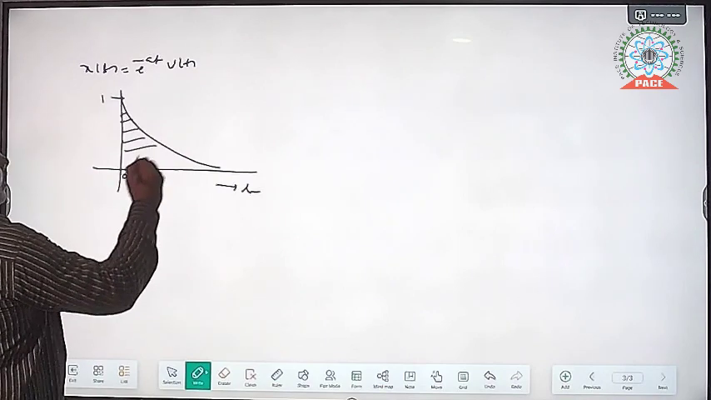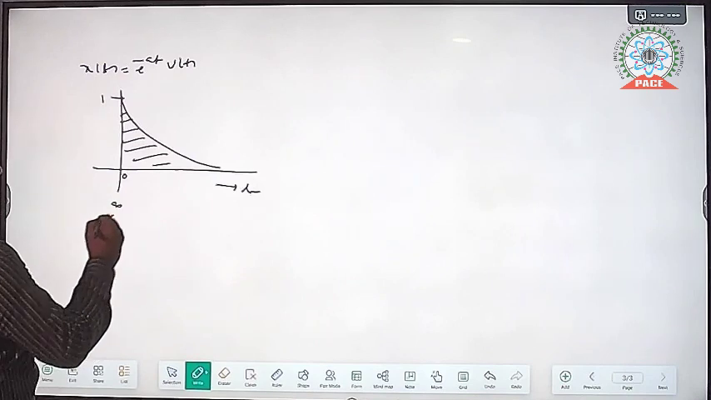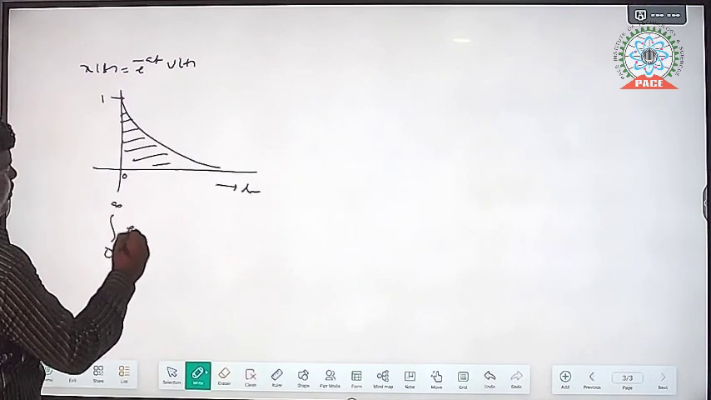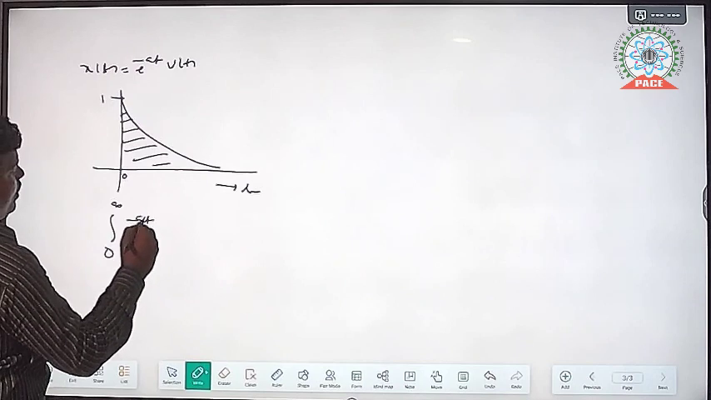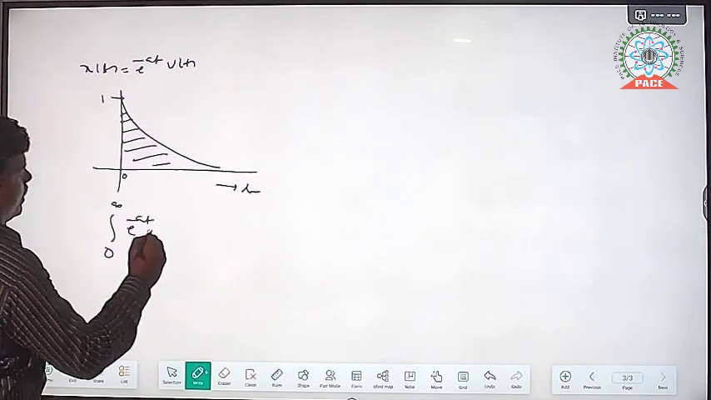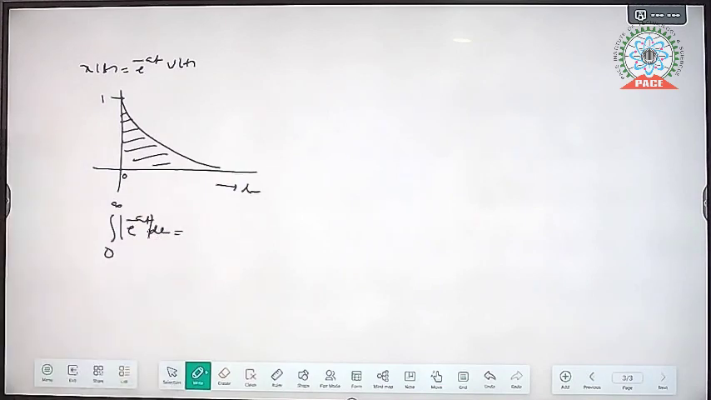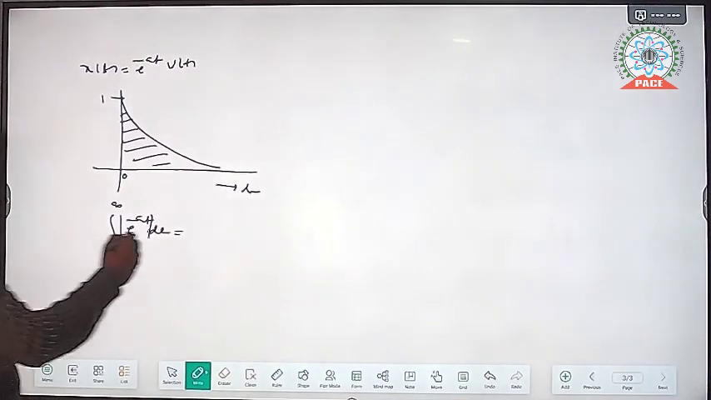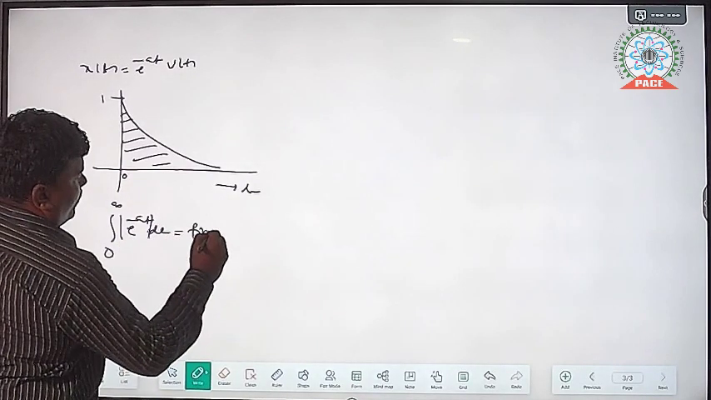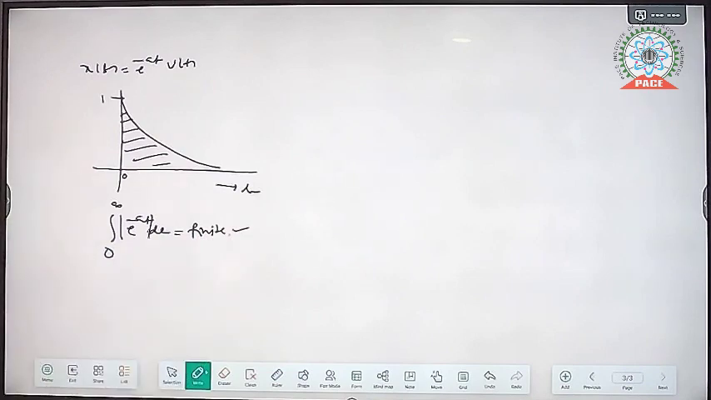If you find the area of the signal, that means the integration from 0 to infinity, because the signal is right-sided, of e power minus a t into u of t, with u of t meaning 0 to infinity, dt. The magnitude of this signal, when we find out the area, comes out as a finite value. So the Fourier transform is applicable for this signal. Now find the Fourier transform.